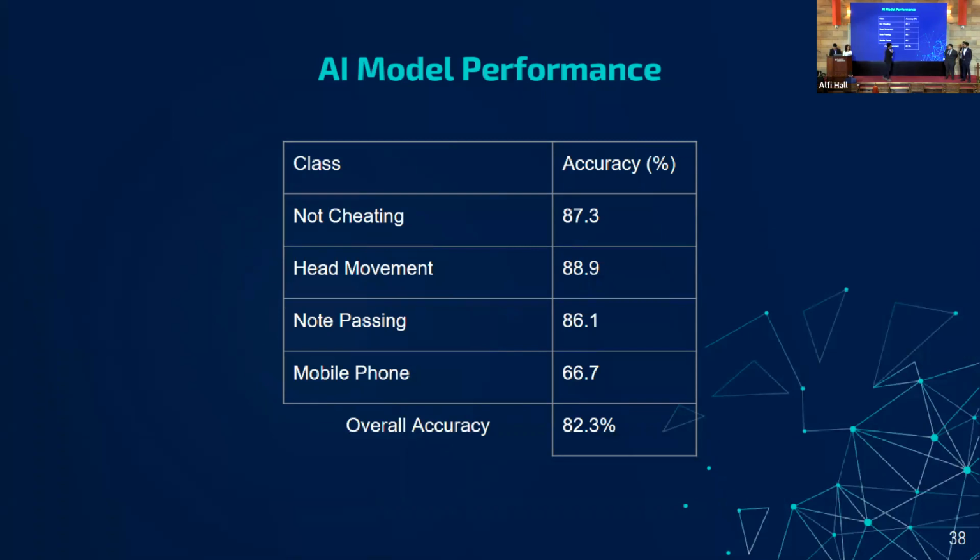And our theory is that it's really similar to the not cheating class, and it's kind of snaky, so it can trick the model a little bit. But at the end of the day, we reached a good accuracy of 82.3%. Also, Marwan discussed the MediaPipe stage, the first stage. We trained it a little bit, and we got an accuracy for it, which was 84%.